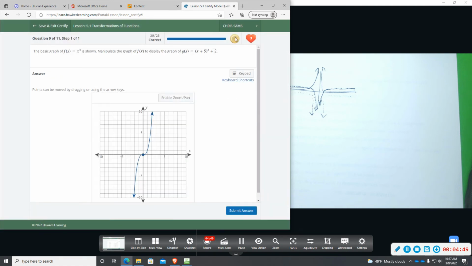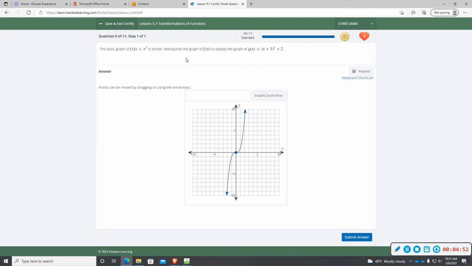All right, so we have completed enough, but we'll continue. The basic graph x cubed is shown. We want to display the graph of x plus 5 cubed plus 2 by dragging arrows. So the plus 5 is going to shift left 5. So I'm going to grab this and move it left 5 units. The plus 2 is going to shift it up. And so this is the shape that we get now.